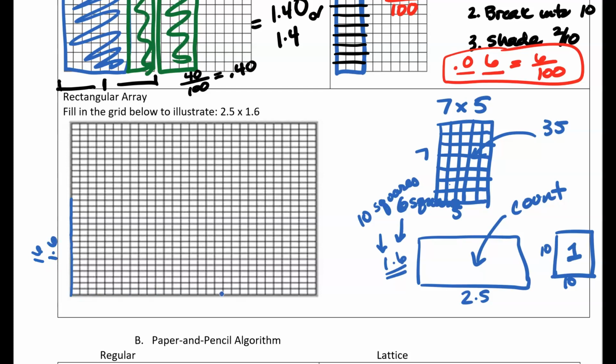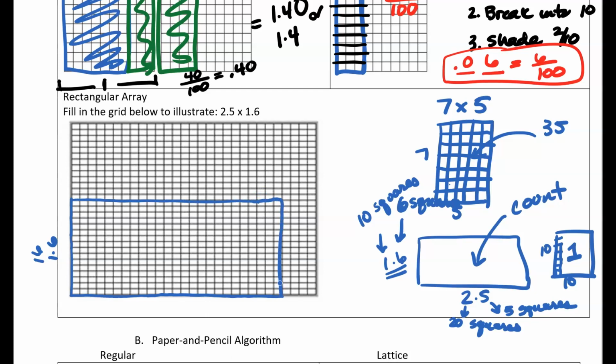And then on this dimension, if I want 2.5, remember for every 10 little squares, that's equal to 1. So if I want 2.5, that means I'm going to do 20 squares to do 2, and then an additional 5 squares to make 0.5. So in this direction, I'm going to count 25. So 3, 10, 11, 12, 13, 14, 15, 16, 17, 18, 19, 20, 21, 22, 23, 24, 25. And then what I'm going to do is I'm going to fill in this rectangle.